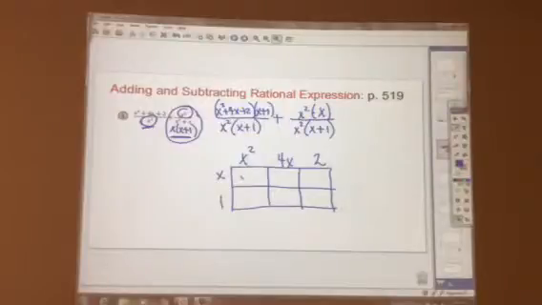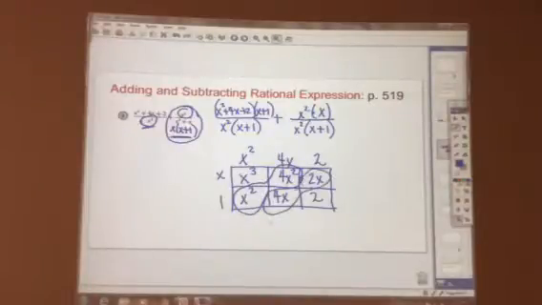X times x squared is x to the third. X times 4x is 4x squared. X times 2 is 2x. 1 times x squared is x squared. 1 times 4x is 4x. 1 times 2 is 2. Then we will add like terms, which are probably diagonal from each other.